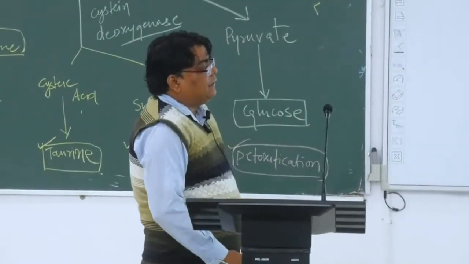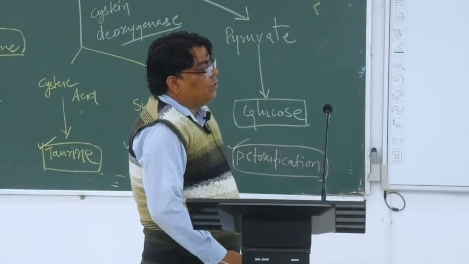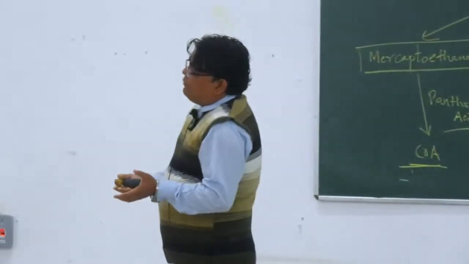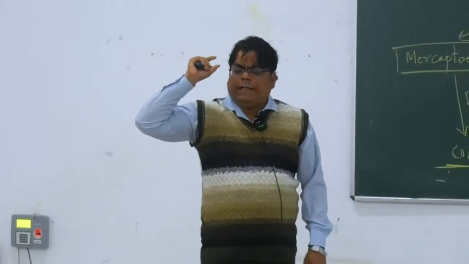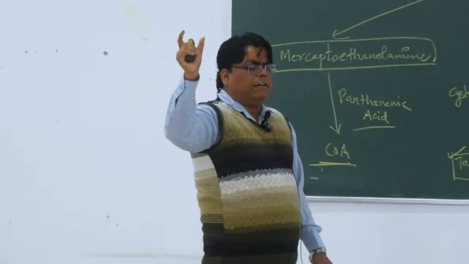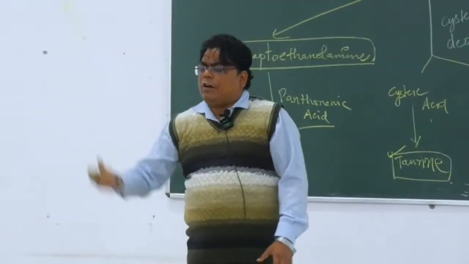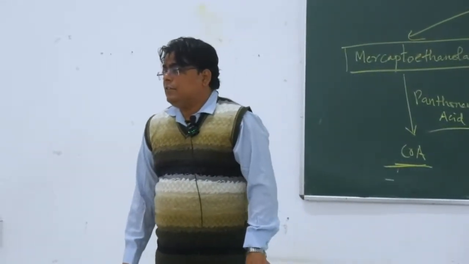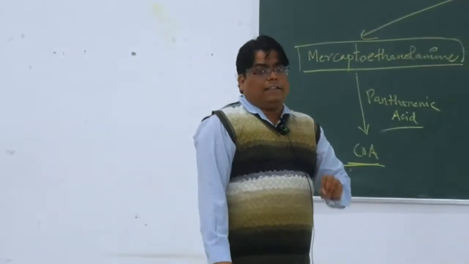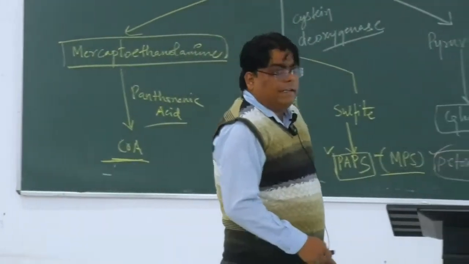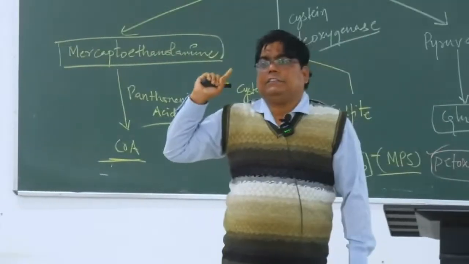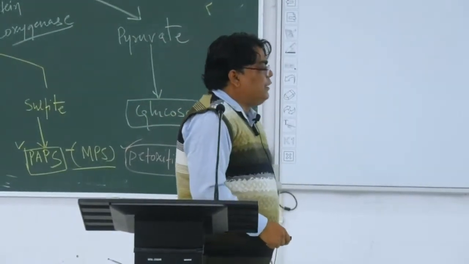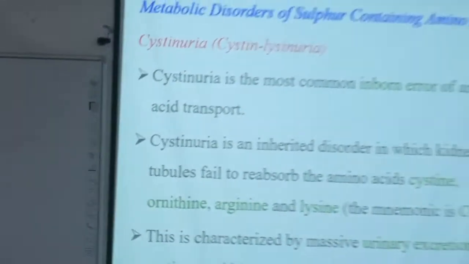Ornithine, arginine, lysine. For this you can make a mnemonic called COLA. To remember, the external examiner will ask you what is cystinuria. So you have to easily recall that COLA is a word. COLA stands for cystinuria because there is no reabsorption of cystine, ornithine, arginine and lysine. Okay? So if COLA is remembered, then cystinuria will be remembered. Okay? It is characterized by massive urinary excretion of cystine, ornithine, arginine and lysine.